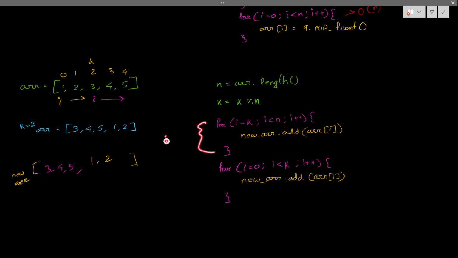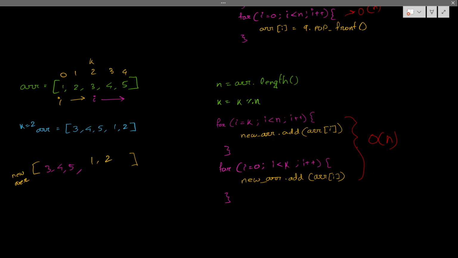It is running 0 to k, right? Sorry, k to n minus 1, and this is running 0 to k minus 1. So entirely these two are running 0 to n minus 1. That means big O of n. So both cases combined, the time complexity is big O of n.